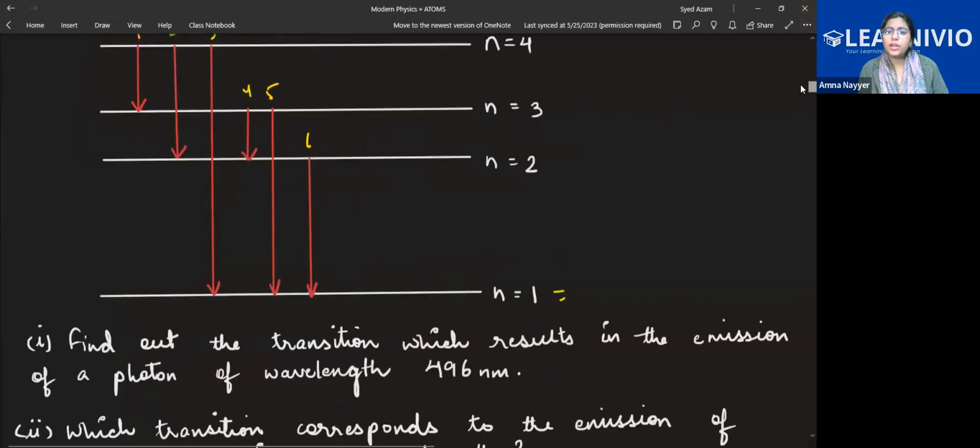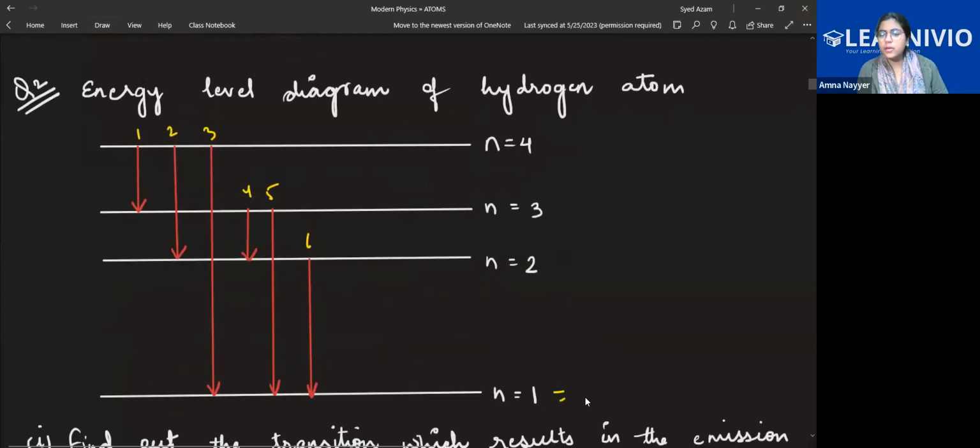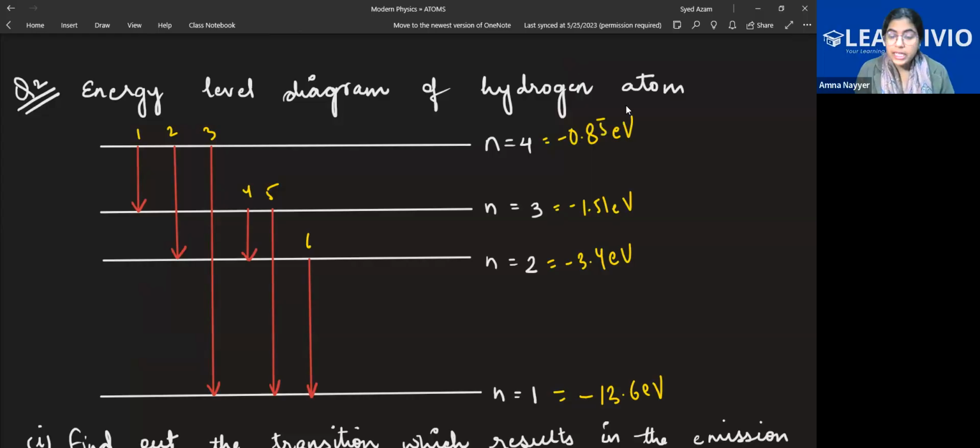Now, let's see what all energies are there. See, n is equal to 1 means minus 13.6 electron volt. N is equal to 2 means minus 3.4 electron volt. N is equal to 3 means minus 1.51 electron volt. N is equal to 4 means minus 0.85 electron volt. Now, for all these transitions, calculate the energy difference.